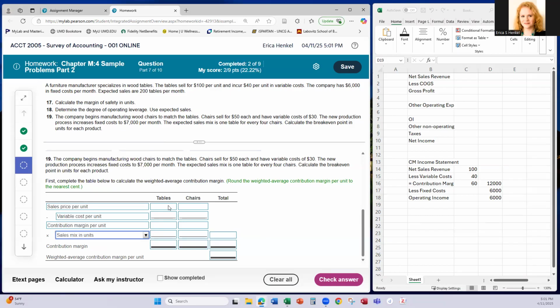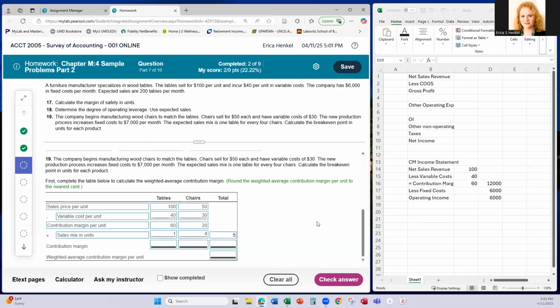Chairs sell for $50 each and have a variable cost of $30. And we said that tables up above sell for $100 with a $40 variable cost. So for an individual table, we have, again, $60 contribution margin. For the chair, we have 50 minus 30 or $20 contribution margin. But we tend to sell one table for every 4 chairs. So I'm going to put one table here, 4 chairs here. Total units, we don't care whether it's a table or chair, just the number of units is 5 units.